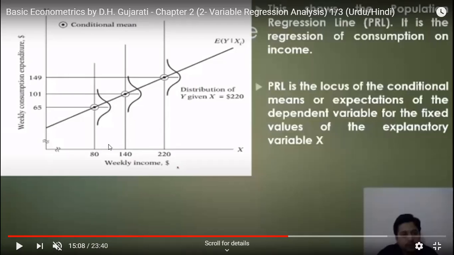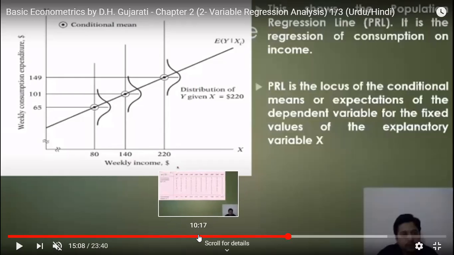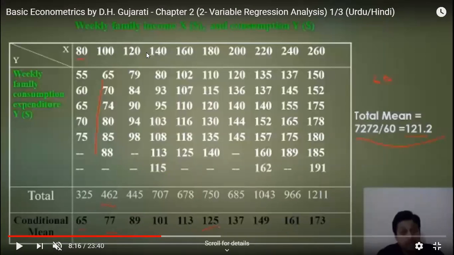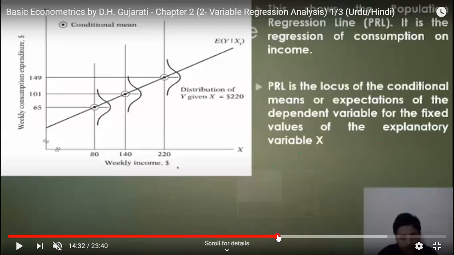Like here, if income increases, what happens to consumption? Do you know that? No. What do you know? If income increases, conditional mean of consumption increases. That is the relationship. If you don't see that, I stop here. I have to make you understand this thing. If income increases from 80 to 100 to 120, we don't know what's happening to the individual consumption here. But what we know is conditional mean of consumption also increases.